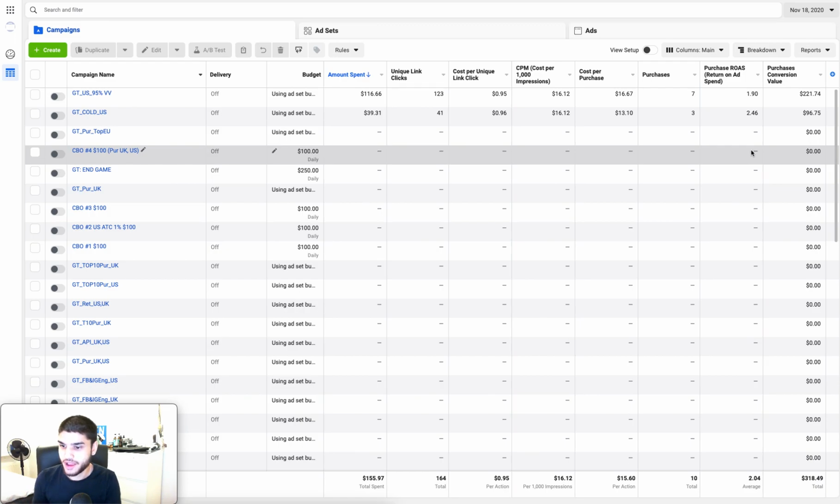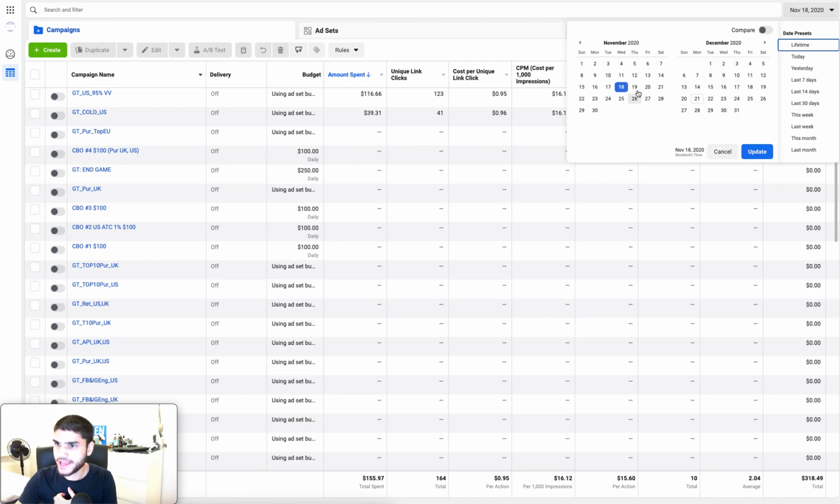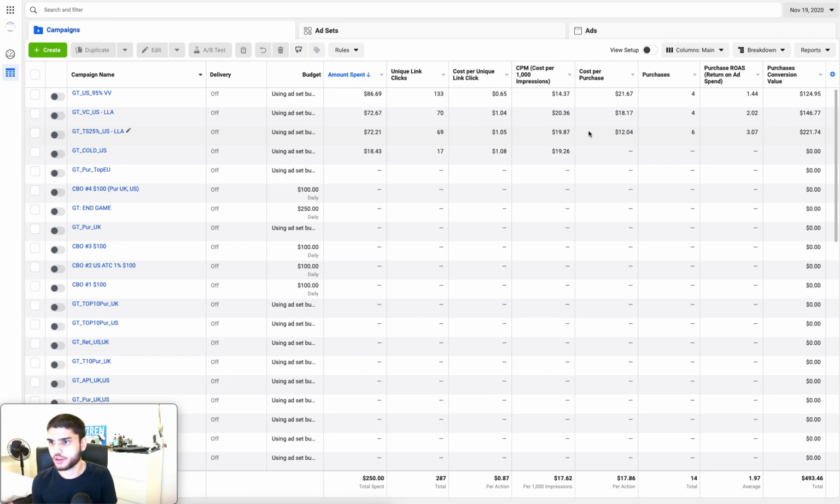Look at this now. On the 18th, when I started running lookalike audiences, I was still running one cold audience here, but I got 10 sales with a 2.04 return on ad spend. So I'm extremely profitable here. And then we can go to the next day here on the 19th. What happened here? Well, I launched some more lookalike audiences, and we're looking at a 1.97 return on ad spend.